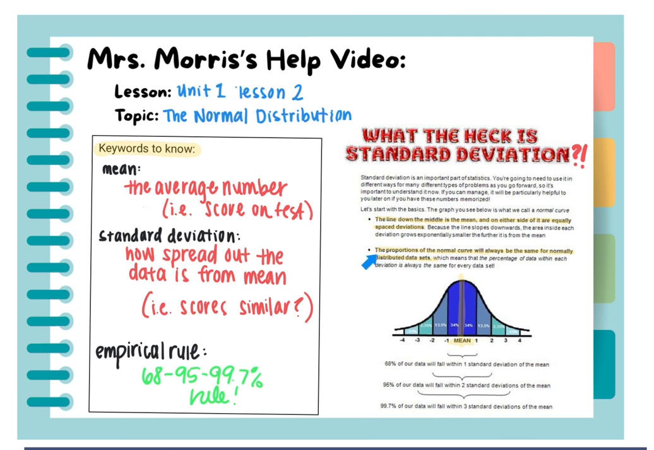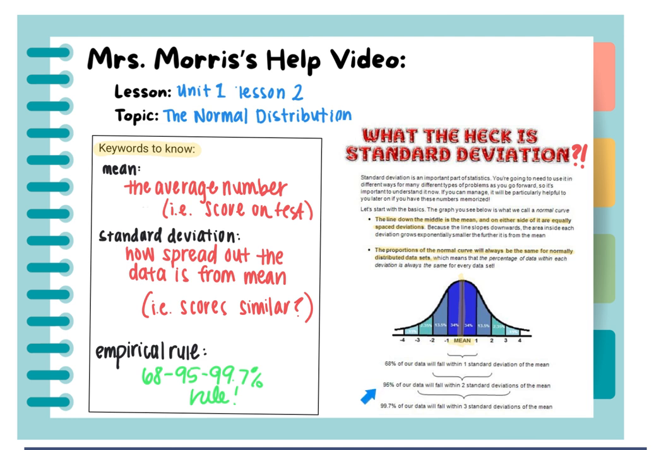Now, for normal distribution, our standard deviation is the same, okay? So the proportions for the normal curve will always be the same for normally distributed data sets. So that means the percentage within each deviation is always going to be the same. So the rule, the empirical rule, is that 68% of our data will fall within one standard deviation. So that is in this light blue or royal blue here. So that's one deviation away from the mean.